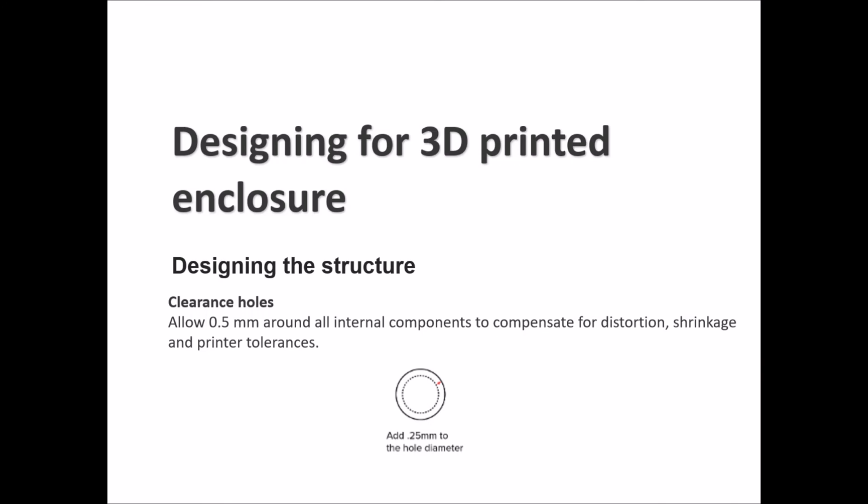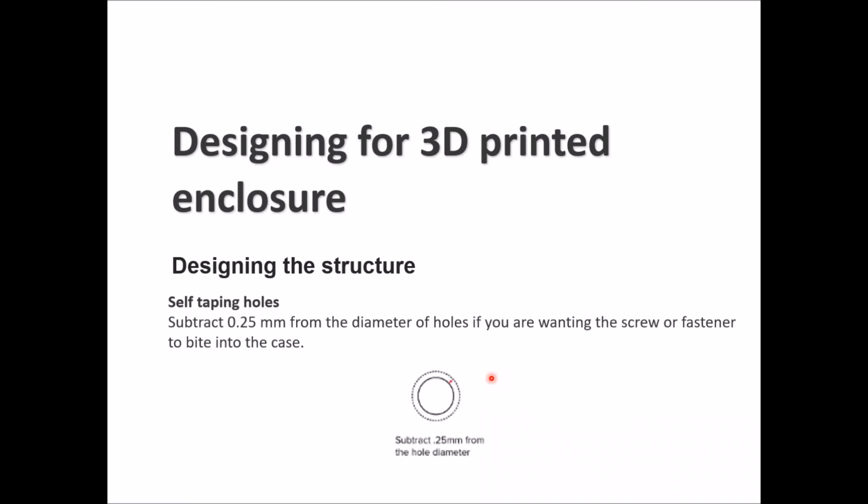Clearance for holes: you need to allow 0.5 millimeter around so that you compensate for distortion, shrinkage, and printer tolerances. So if you have a hole in here, give it an extra 0.5 of a millimeter in your design in case it shrinks or becomes smaller than expected. Or if it's distorted, then you can do post-processing to bring it back to the dimensions you want. For self-tapping holes, you need to subtract 0.25 of a millimeter from the diameter of the hole if you want the screw or the fastener to bite into the case.